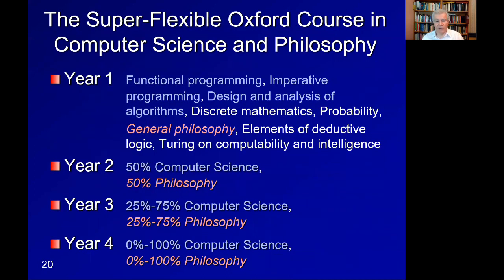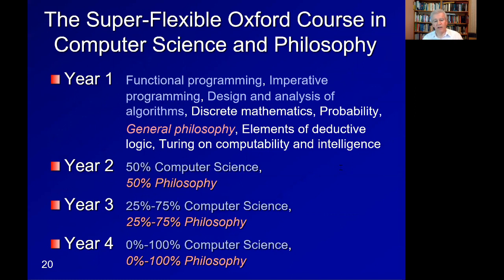Final point about the degree, it's extremely flexible. In the first year, as you can see, the vast majority of the course fits perfectly into a computer science degree. Elements of deductive logic is logic. Alan Turing on computability and intelligence is computational theory alongside Alan Turing. And general philosophy, the lectures I pointed to earlier, that's the only part really that would look out of place in a straight computer science degree.